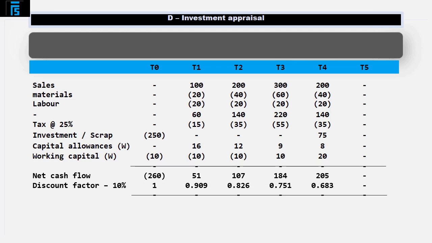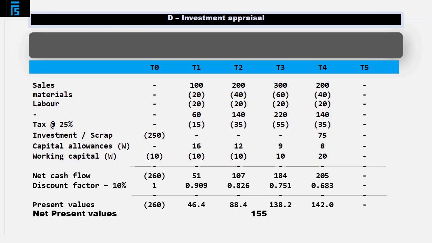Let's suppose here that the discount rate given to us in this question was 10% per annum. Remember, use tables to get these. Then multiply the net cash flow by the discount factor to give present values and add it all up. Last but by no means least, conclude by interpreting the answer. In this case, I might say something like, the NPV is 155 positive and therefore the project should be accepted, as to do so will increase shareholder wealth.